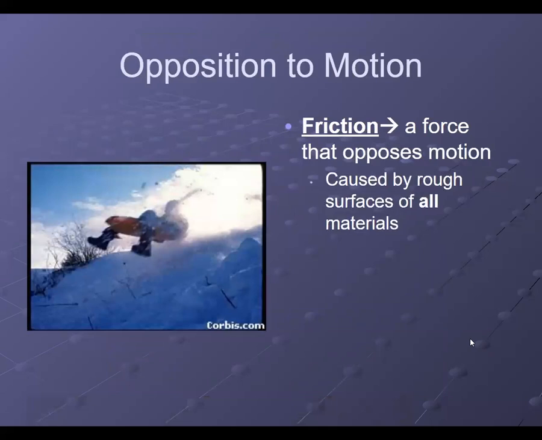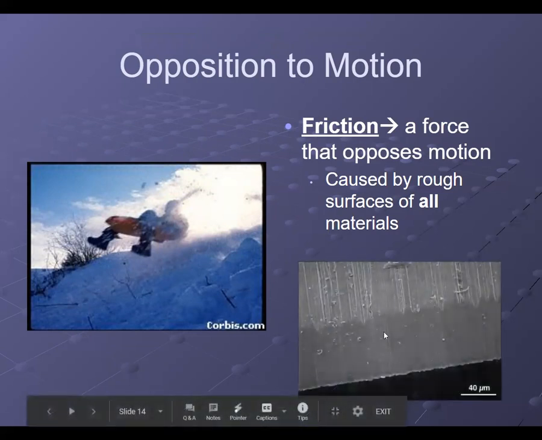So friction is a force that opposes motion. What we don't know is that all surfaces are actually really rough when you zoom in enough on them. For example, this is a razor's edge. If you zoom in and look, you can see all those little grooves in there. Here's the pointer, here we go. You can see all of these tiny little grooves in here.